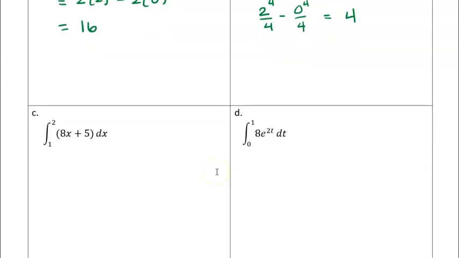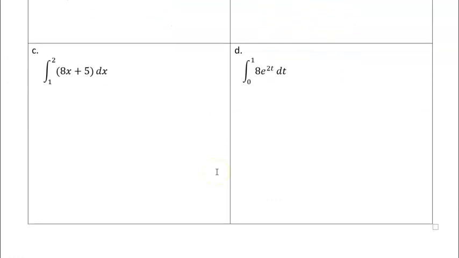Let's keep going. All right, so the next one, I want to evaluate the definite integral of 8x plus 5. So the antiderivative is going to be 8 times x squared over 2. So I'm going to write it as 4x squared. And then the antiderivative of 5 is 5x. Okay, and I'm going to evaluate that from 1 to 2.